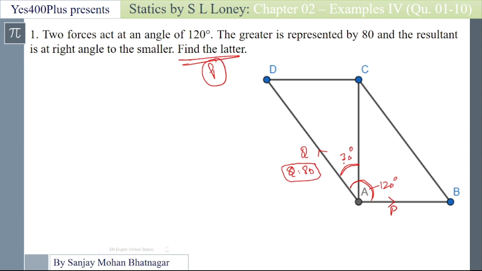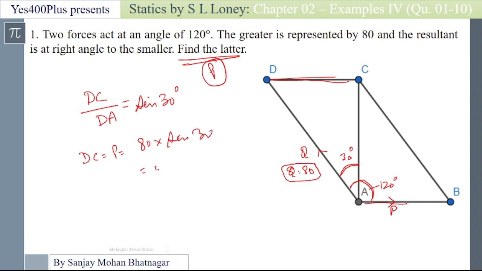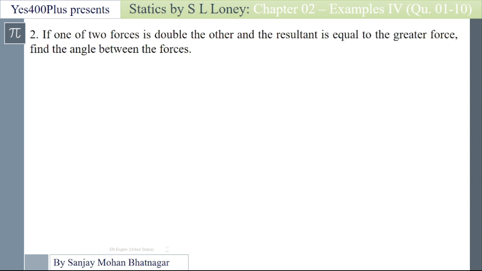तो ये बहुत सरल सवाल है, बेसिकली एक तरह से ट्रिग्नोमेट्री का सिंपल सा क्वेश्चन है कि this is P, so this is also P, correct? But we know that DC upon DA equal to sine 30 degree, means DC equal to P equal to DA. DA is Q and Q is 80. Sine 30 means 80 into half equal to 40 Newton or whatever. Okay, the unit may be the forces. So this answer is 40. Simple, easy question.